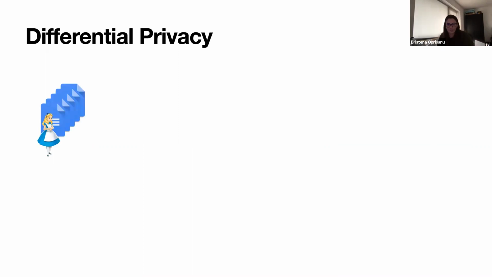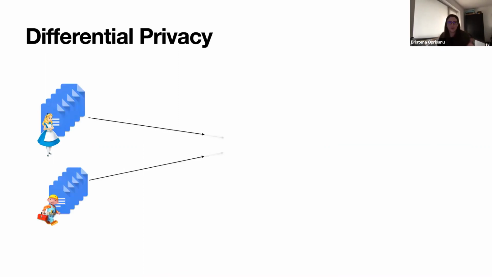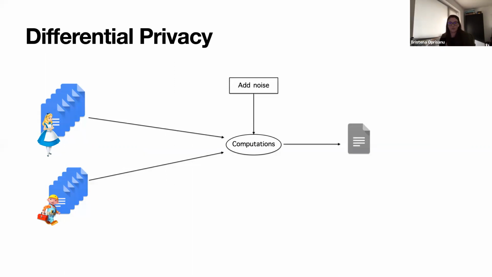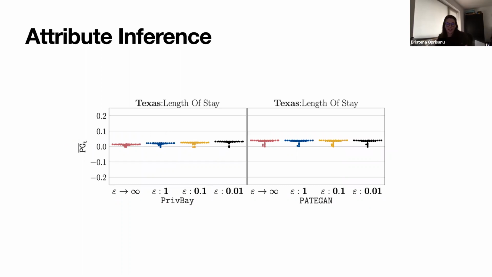And before I go any further, just a quick example of differential privacy. So ideally, if you have two data sets, one which has Alice's record and one which has Bob's record, you want to do some computation on them. You basically add some noise, and then when you output the results of those computations, somebody looking at those can't really know if those computations were done on the data set containing Alice's data or on the data set containing Bob's data.